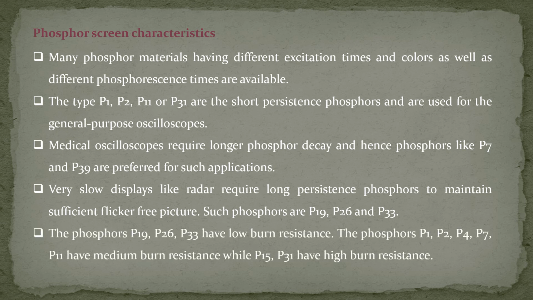The phosphors P19, P26, P33 have low burn resistance. The phosphors P1, P2, P4, P7, P11 have medium burn resistance, while P15, P31 have high burn resistance.